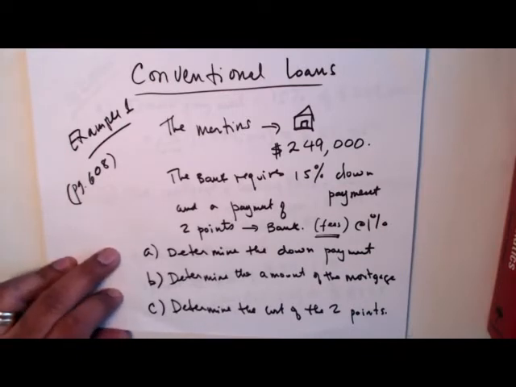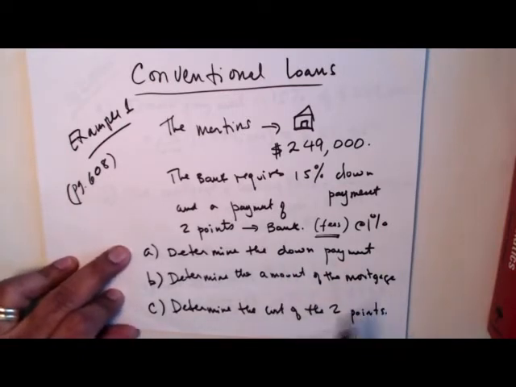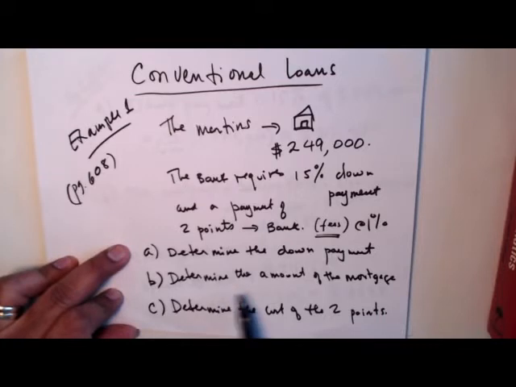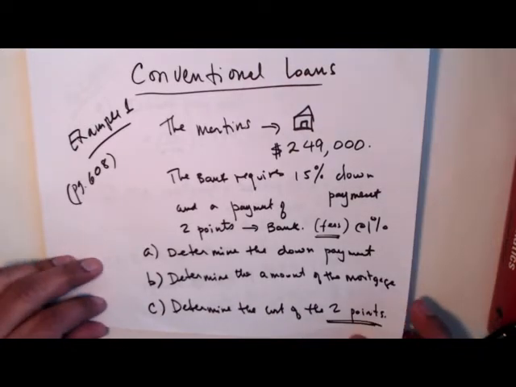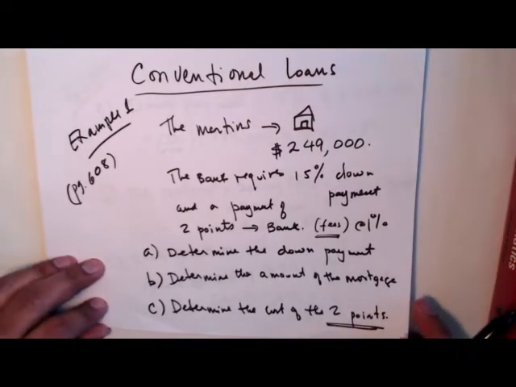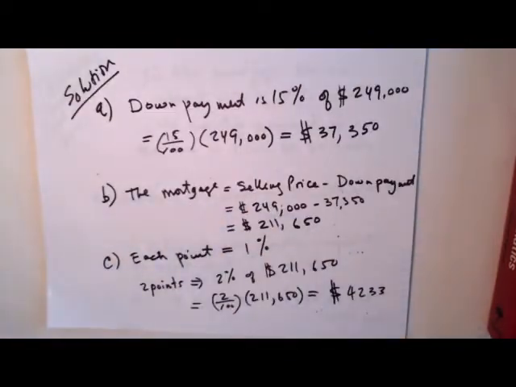So the first example asks us: A, determine the down payment; B, determine the amount of the mortgage; and C, determine the cost of the 2 points. This is the first way of introducing how to work with mortgages. We have a solution here.